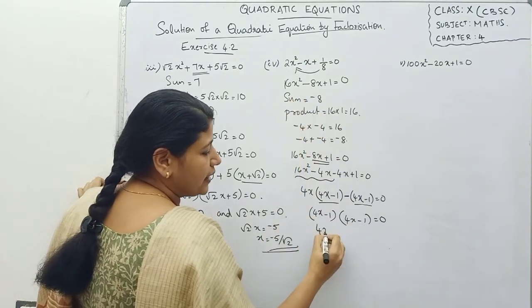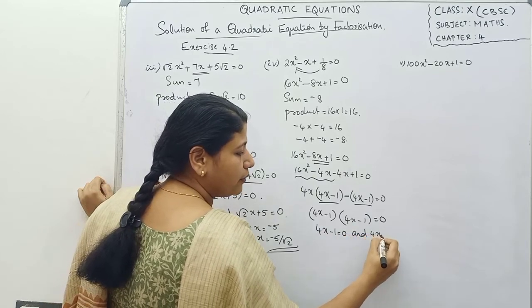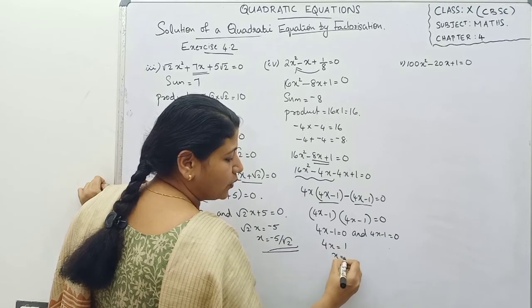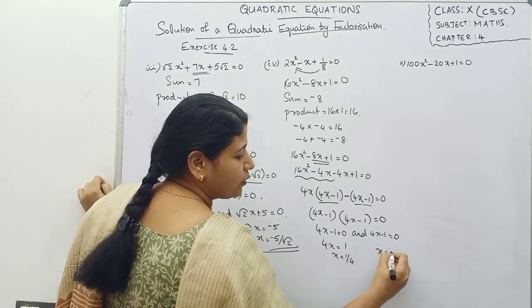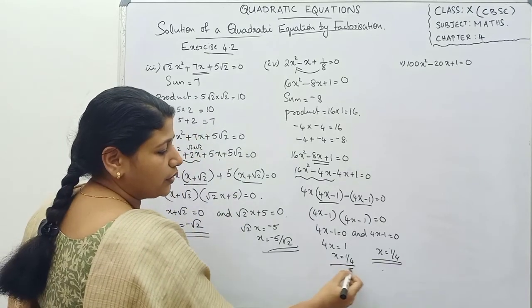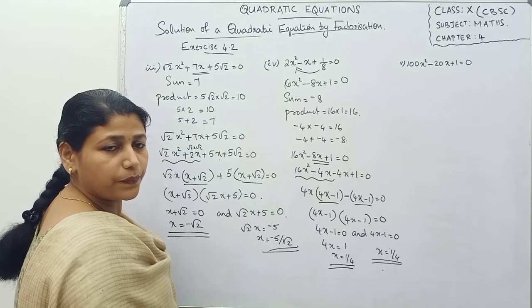Now we can take 4x minus 1 equal to 0 and again 4x minus 1 equal to 0. So 4x equal to 1 here and x equal to 1 by 4. Here also x equal to 1 by 4. No need to do the same again. So your answer is x equal to 1 by 4.